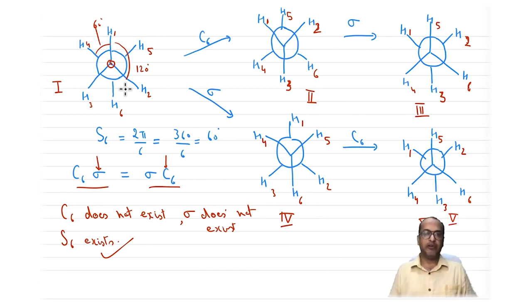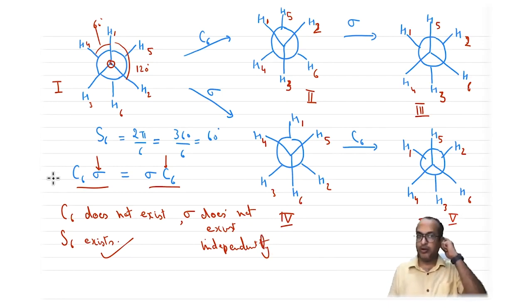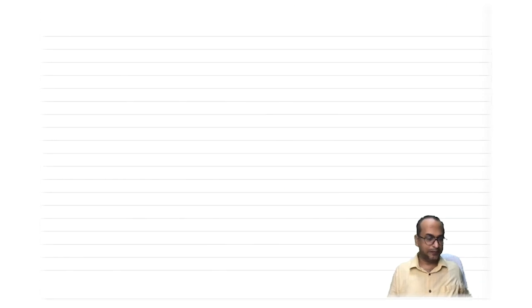So we have now verified that S6 is present in this particular molecule, but we have seen that C6 or sigma does not exist independently in this case, right? There is no independent sigma or independent C6, right?